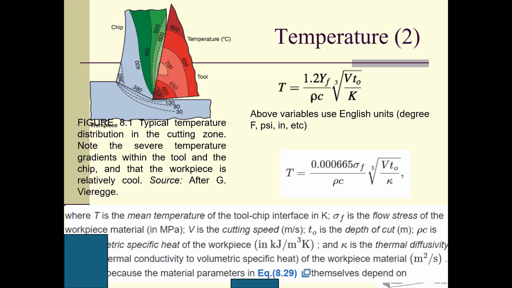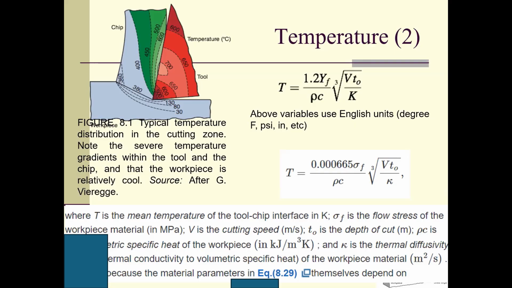Rho C is the volumetric specific heat of the workpiece, so it is in kilojoule per cubic meter Kelvin. Kappa is the thermal diffusivity, which is the ratio of the thermal conductivity to the volumetric specific heat of the workpiece, and it is written in meter squared per second. So this equation is for parameters given in international units.